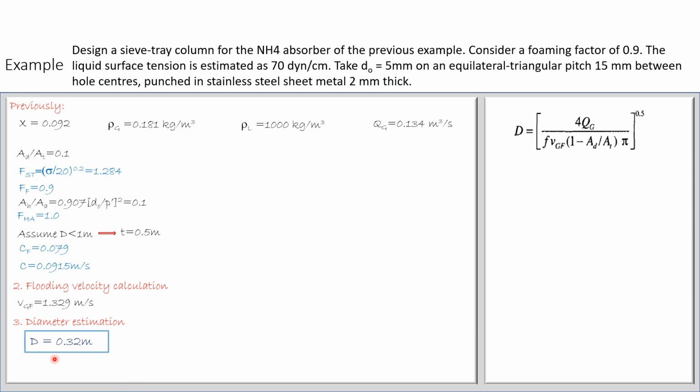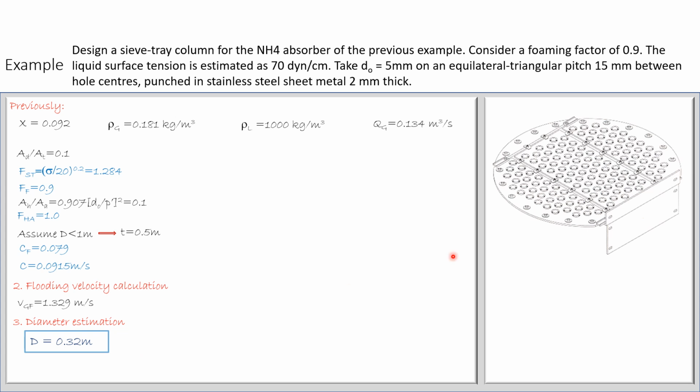So now as you see, the diameter of the tray tower equals 0.32 meter. From our experience, we must not have a tray tower with a diameter less than 0.6 meter, because it will be very tight for a person to get inside and install the trays if the diameter is only 0.32 meter.